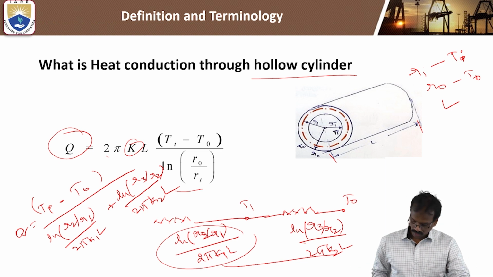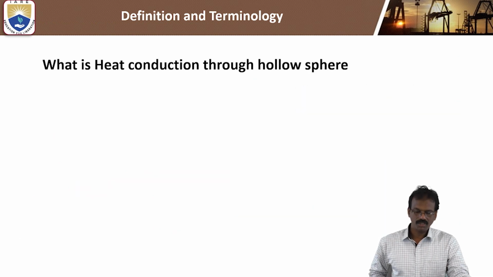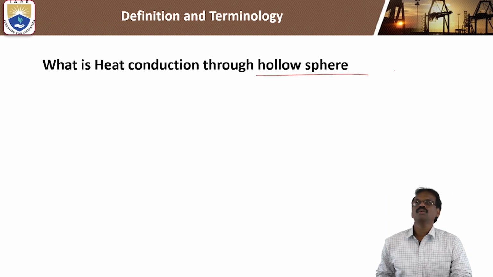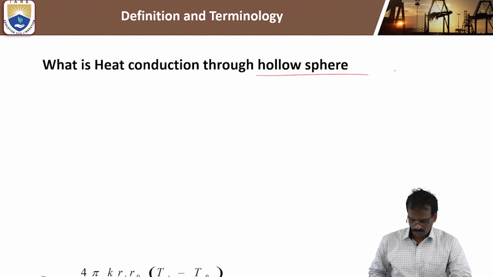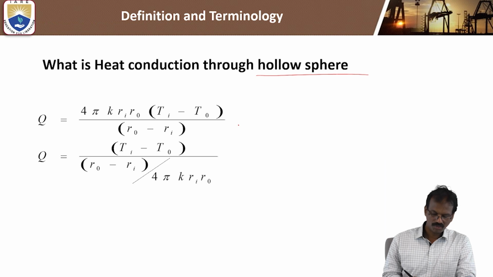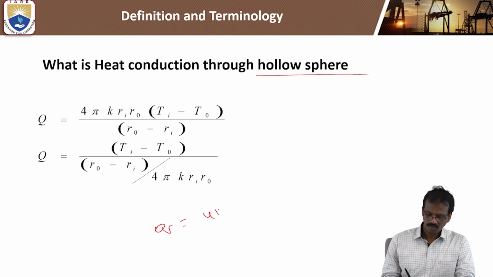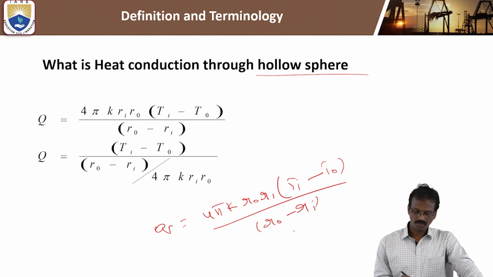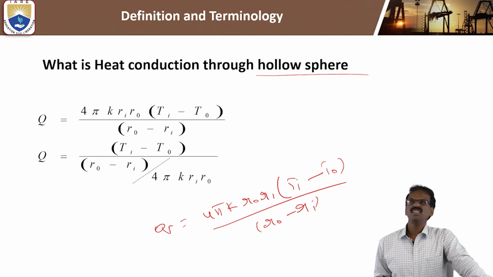In the same way, we'll see what the heat conduction through hollow spheres is. This is the formula, you can remember this one. Q is equal to 4 pi K into R naught Ri into Ti, the inner temperature, minus the outer temperature, by R naught minus Ri. This formula you have to remember, for finding the rate of heat conduction in spheres.